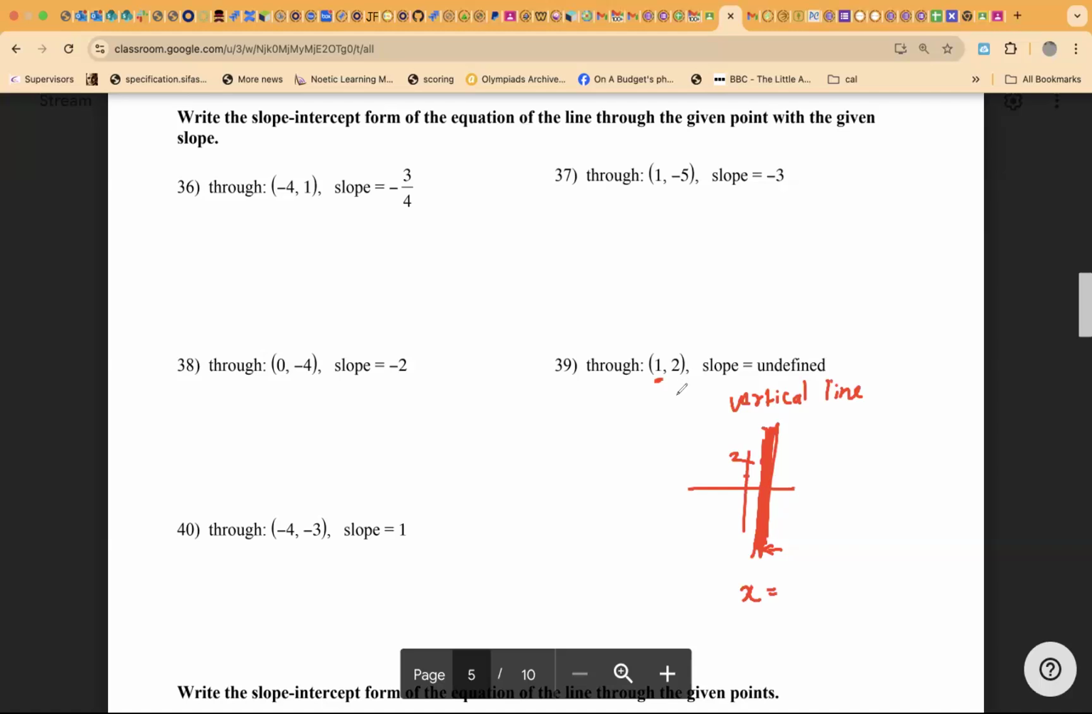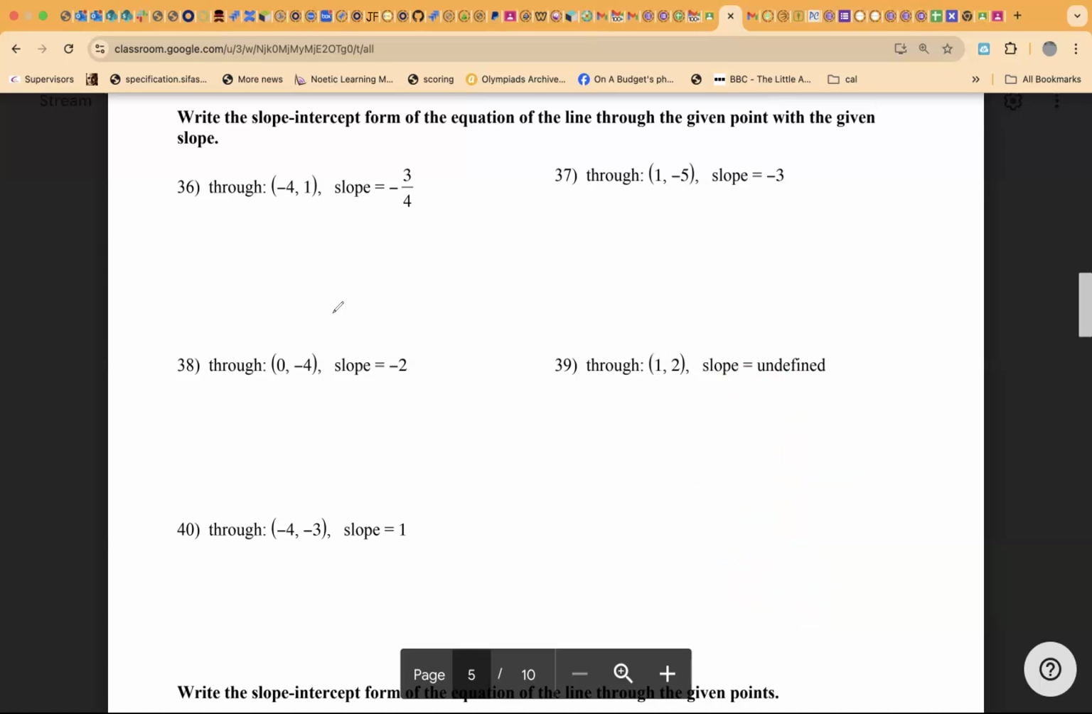If you have a horizontal line, the y value is going to be the same. The x value may be different. Don't worry, be it any x value, the y value will be the same for a horizontal line. For a vertical line, the x value is going to remain constant. So here, it is going to be a vertical line, so just look at the x value. That is equal to 1. So this is the equation of the line.